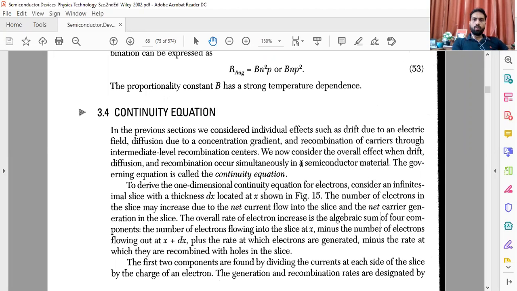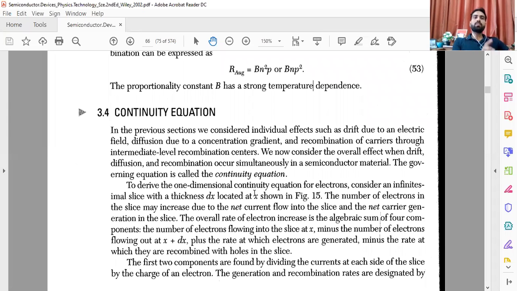We now consider the overall effect when drift, diffusion, and recombination occur simultaneously. अब actual में ये process तो सारे एक साथ ही हो रहे हैं. It's not like that somewhere diffusion is there, then drift is not present and there is no recombination. So whether drifting is there, diffusion is there, and recombination is there, all are present simultaneously. So the governing equation is called a continuity equation. So the equation which describes all these three effects simultaneously within a semiconductor is called a continuity equation.